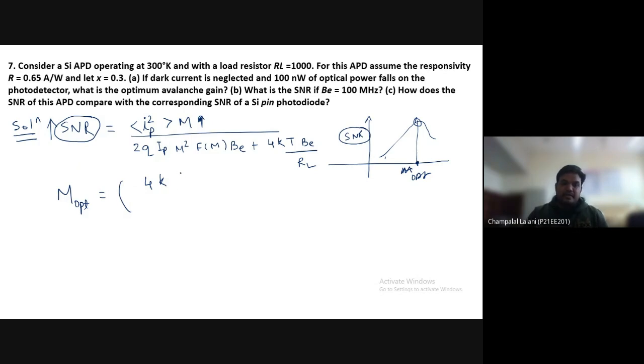4KT divided by XQ RL by IP, whole raised to power 1 by (X+2). Here I am neglecting the dark current. If dark current is there, then IP plus ID will be there. Now you can put the value of X, T, Q and everything and find the value of M optimum.